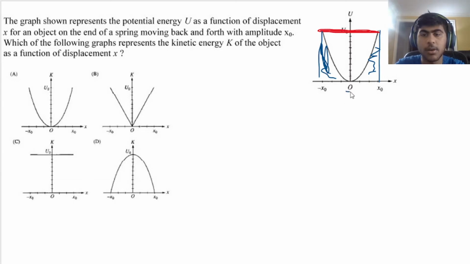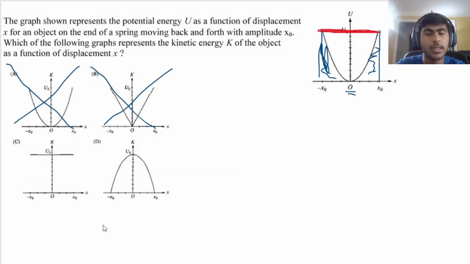So at 0, the kinetic energy will be at maximum, at U0. That happens at C and D, not A, not B. But at C, it stays at the maximum energy the whole time, which is not true. At the maximum displacement, there is no velocity, kinetic energy is 0, which is what fulfills D. So D is our answer. C is wrong because on C it does not go to 0 at the maximum displacement points like it should.